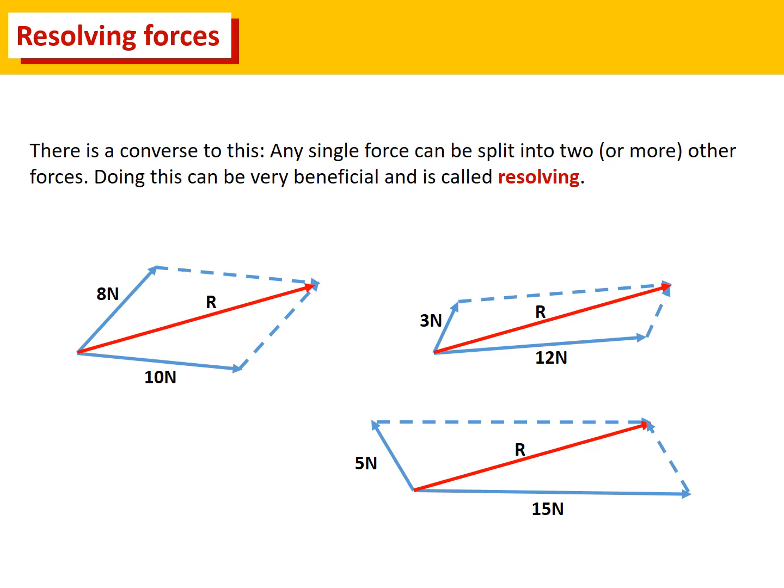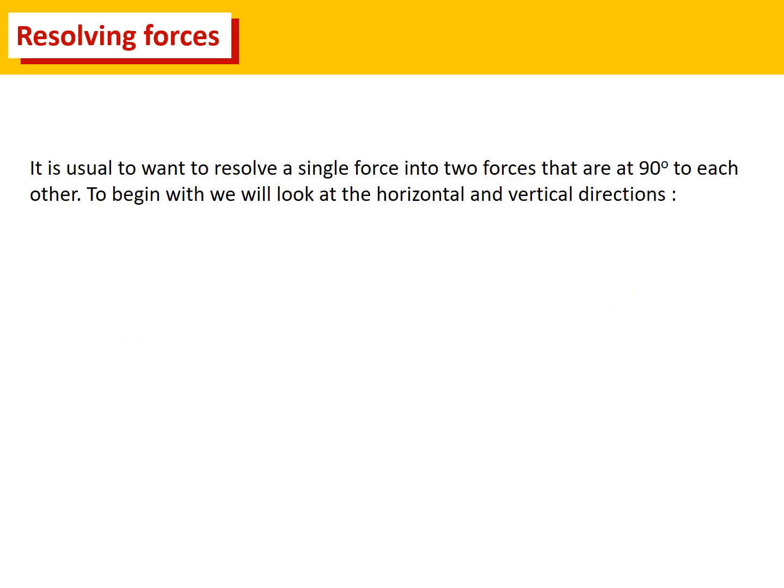So here we can see three red resultant forces, which could be split into a pair of component forces. And you'll note that in the three diagrams, all the component forces are different. It's usual that we wish to resolve a single force into two forces that are 90 degrees to each other, and often we would look to resolve those in the horizontal and vertical directions. Not always, but it's often the case that it's useful for us to do so.